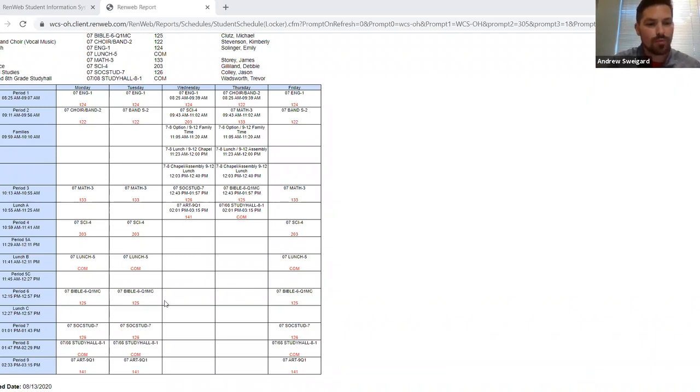Period 6, we have Bible. And Bible for 7th grader is a shared course. So Mr. Klutz, Mr. Price, Mr. Bacher, and Mr. Heath are all sharing that course. So your 7th grade child will have each of those teachers for 1 quarter. And then you see down here, you have 7th, 8th, and 9th period.